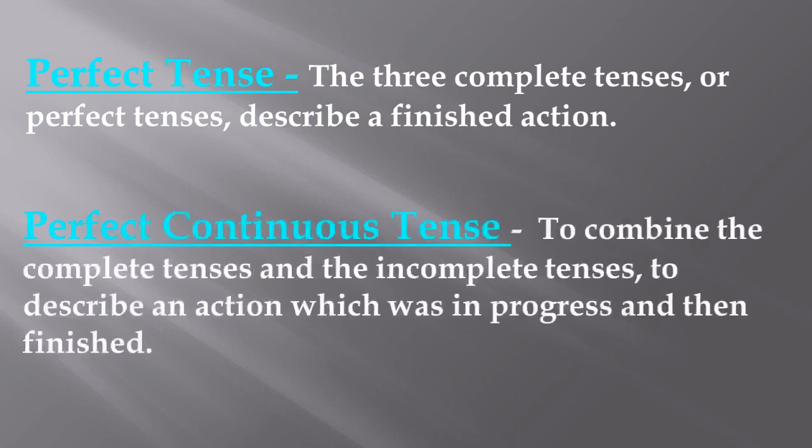Last one we have perfect continuous tense. It combines the complete tenses and the incomplete tenses to describe an action which was in progress and then finished. So perfect continuous tense describes incomplete actions when they get finished, and which action was in progress at what time and then at what time it gets finished. These are described by perfect continuous tenses.